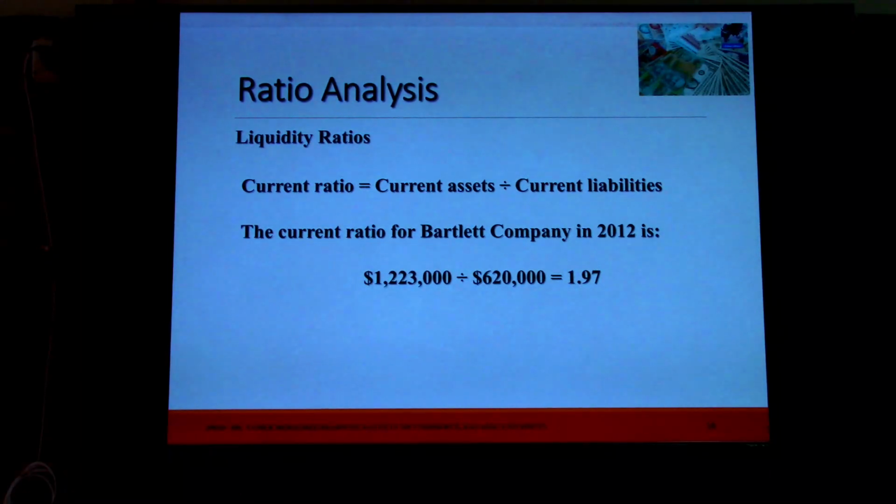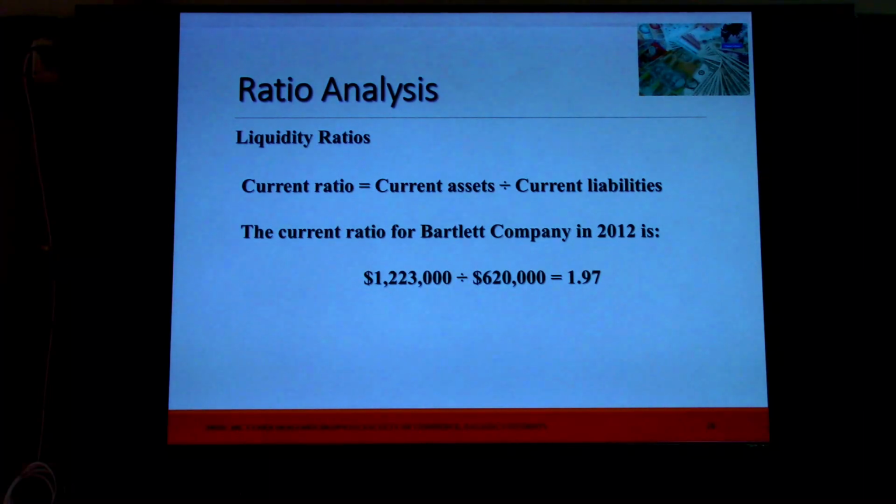Current ratio, احنا بنسميها بالعربي نسبة السيولة، هو current ratio. The current ratio is equal to current assets divided by current liability. يعني الأصول المتداولة نقسمها على الخصوم المتداولة. So the current ratio is equal to current assets divided by current liability.